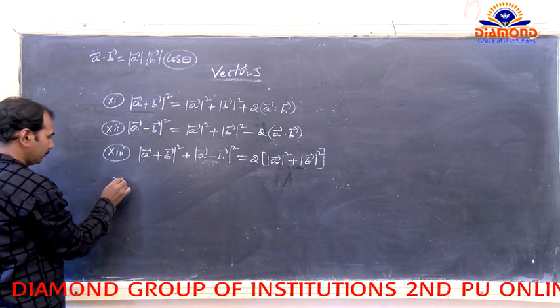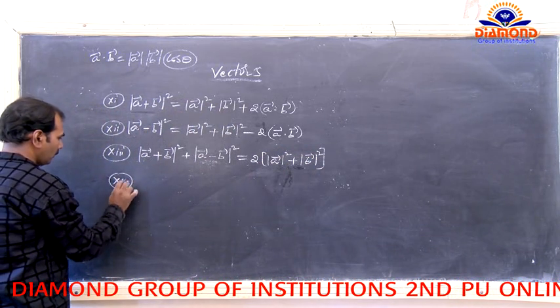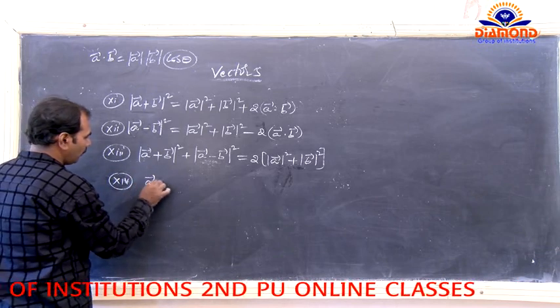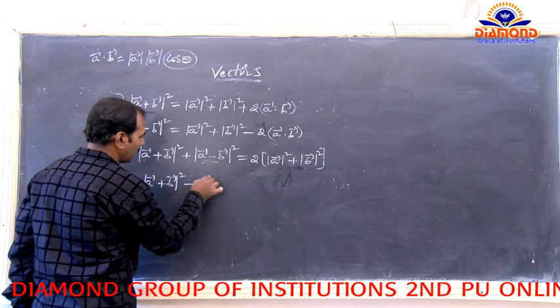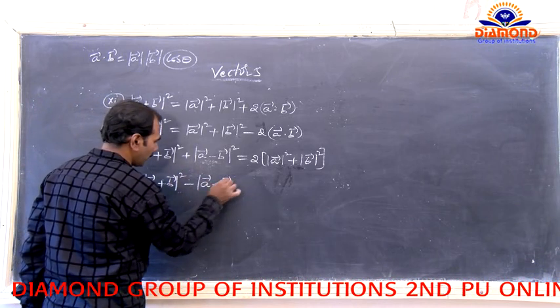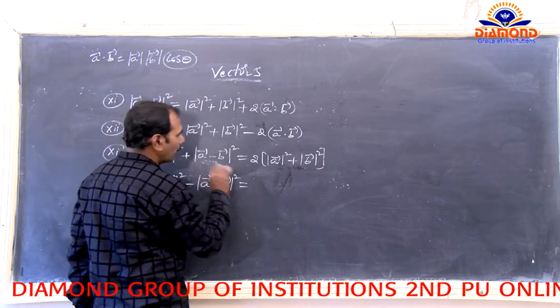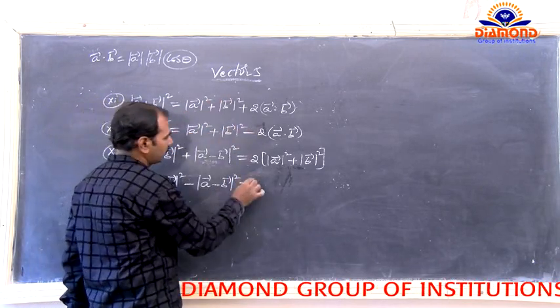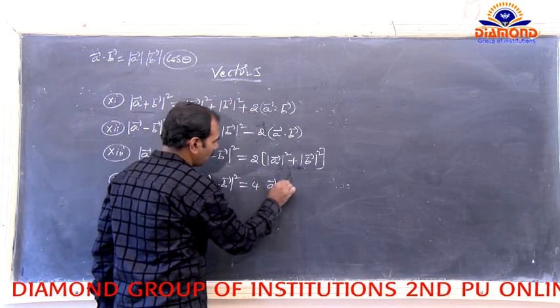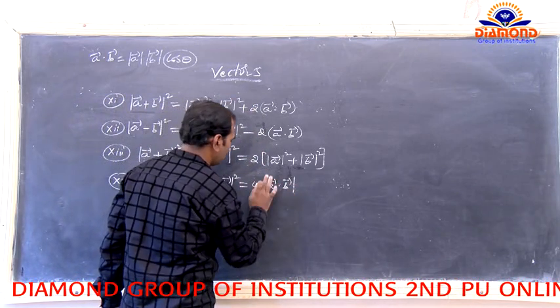Next, 14. Magnitude of vector A plus vector B whole square minus magnitude of vector A minus vector B whole square equal to... So these both are cancelled. Vector A, these both are cancelled. Plus 4 A vector dot B vector.